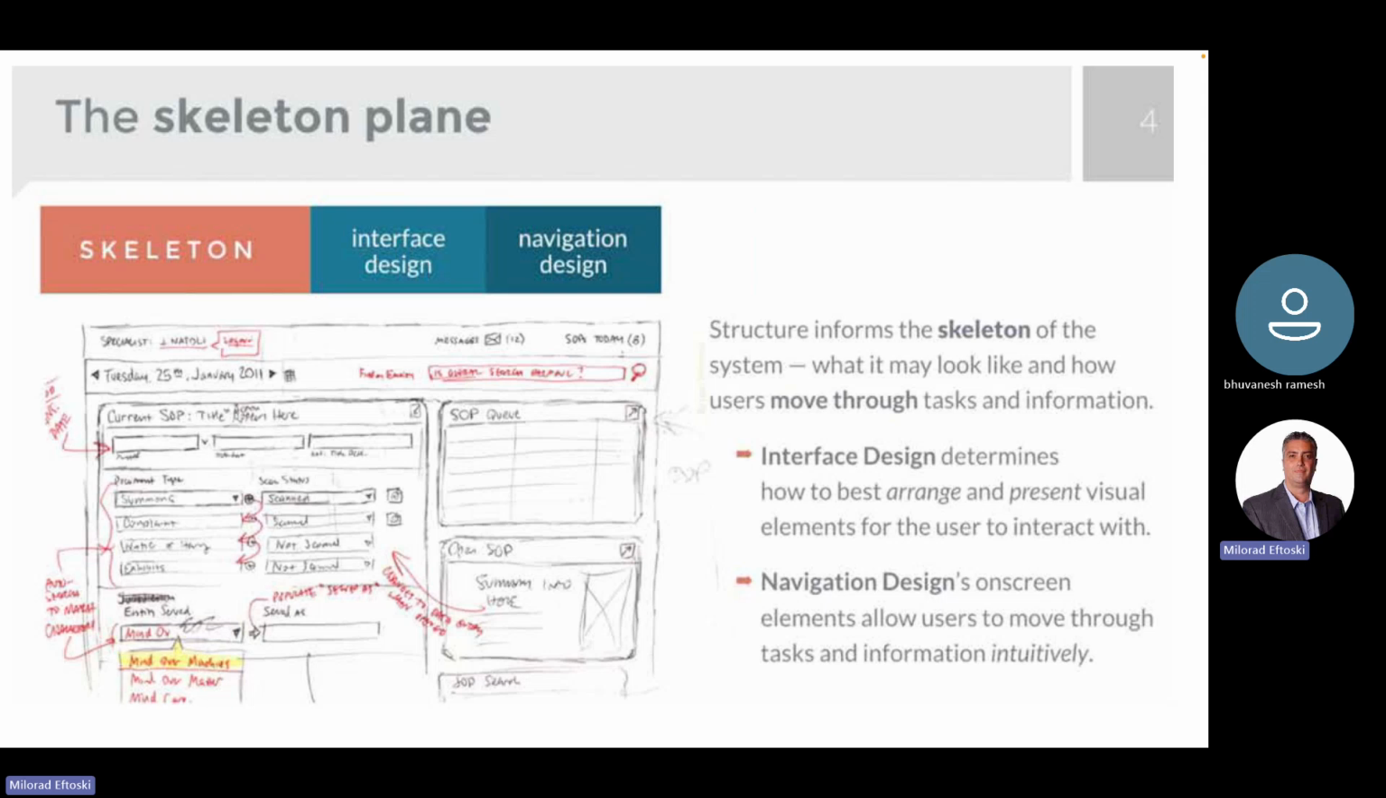Skeleton deals with interface design, as we know, and navigation design. The interface and the navigation are very important, because without those things, the product will not work. The website, the app, won't work. Structure informs the skeleton of the system, what it may look like and how users move through tasks and information. Interface design determines how to best arrange and present visual elements for the user to interact with. Navigation design provides on-screen elements that allow users to move through tasks and information intuitively. Intuitively, keyword intuitively. And we'll talk about intuitively and how important it is.